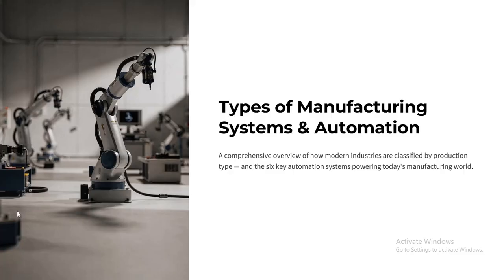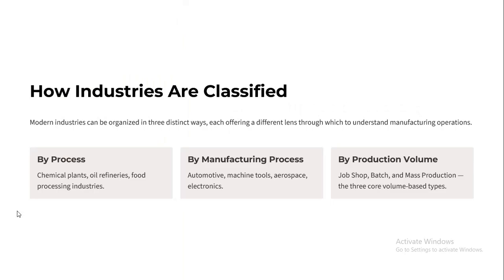From this particular session, I will give a comprehensive overview of how modern industries are classified by production type and the six key automation systems powering today's manufacturing world. First of all, how industries are classified.